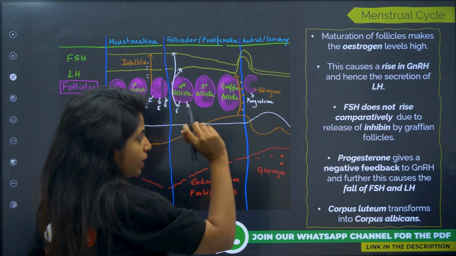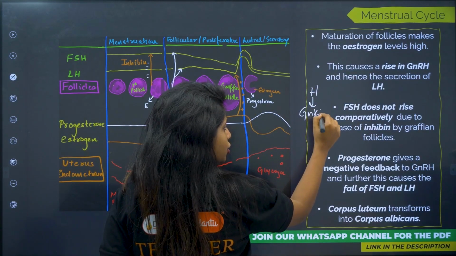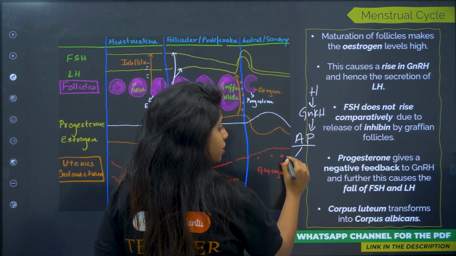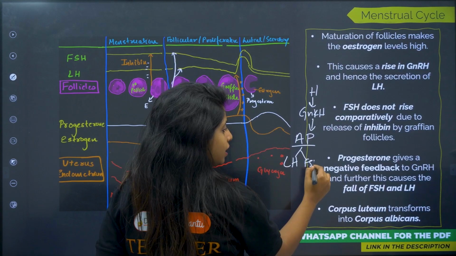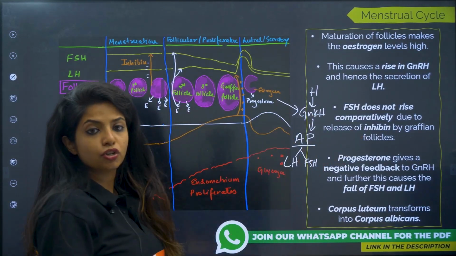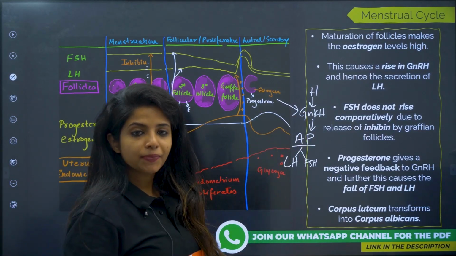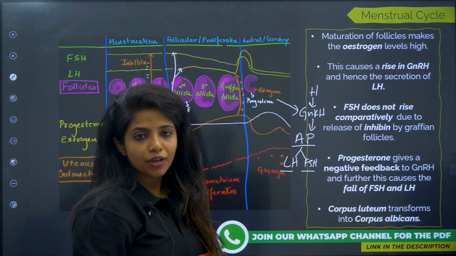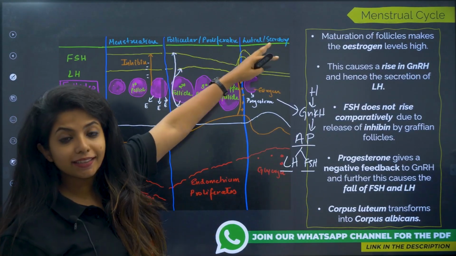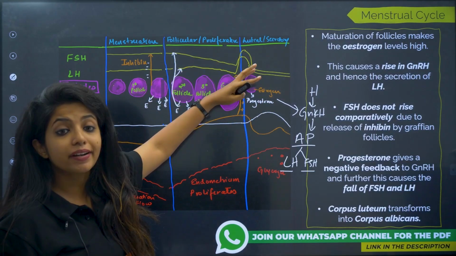Why, children? Because basically, there is the hypothalamus. The hypothalamus releases GnRH. This GnRH goes and acts on the anterior pituitary. The anterior pituitary releases LH and FSH, right? So as of now, the estrogen says, release more GnRH. Now the GnRH will obviously go and act on the anterior pituitary and make the release of these possible. So obviously LH has to increase, because if LH is not increasing, then ovulation would not be taking place. But you might have seen the FSH is not increasing that much.